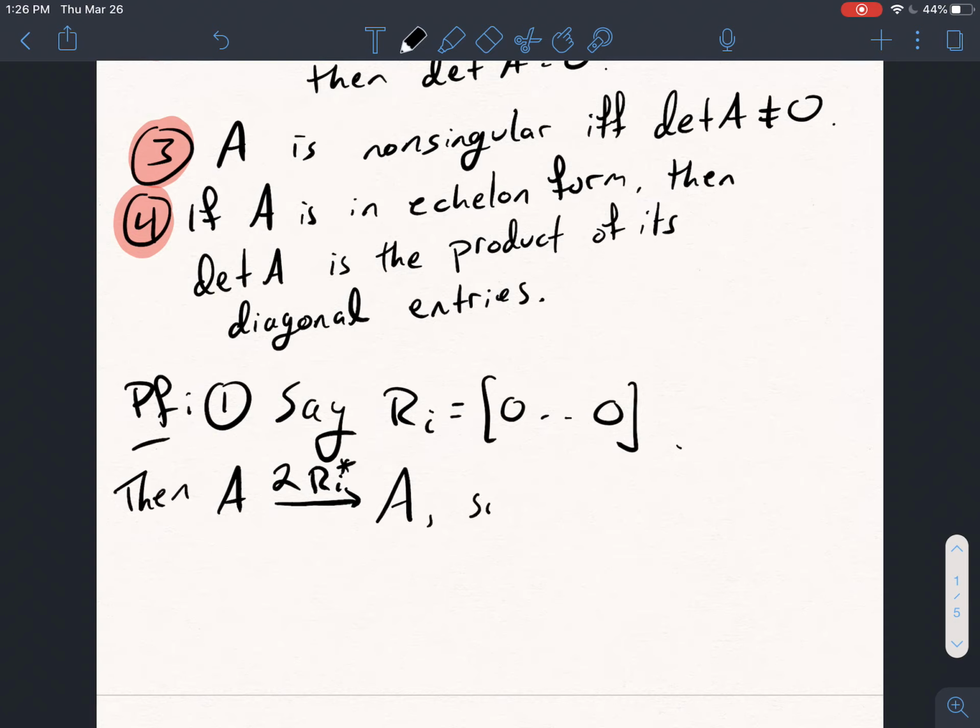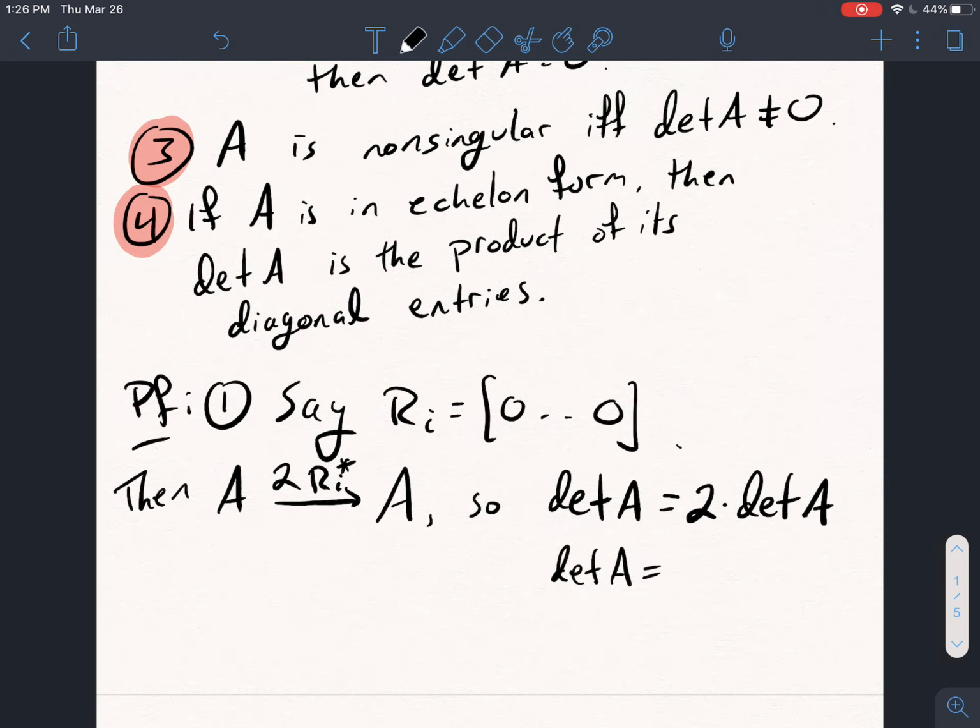So by the definition of determinants, the determinant of the new matrix that I get, which is just A itself, is equal to 2 times the determinant of the previous matrix that I had, which is also A. So the determinant of A is equal to 2 times the determinant of A. And so, of course, you could just subtract the determinant of A on both sides and get that the determinant of A is equal to 0. And that gives us what we want.